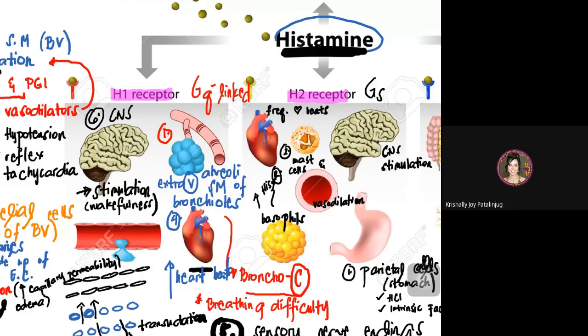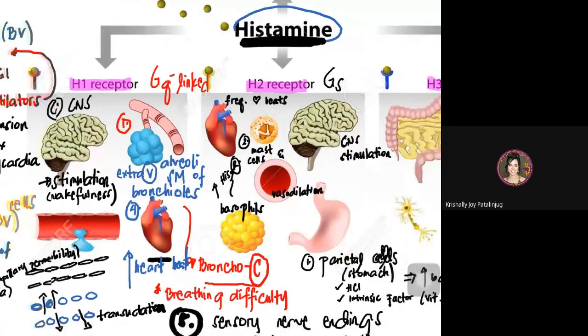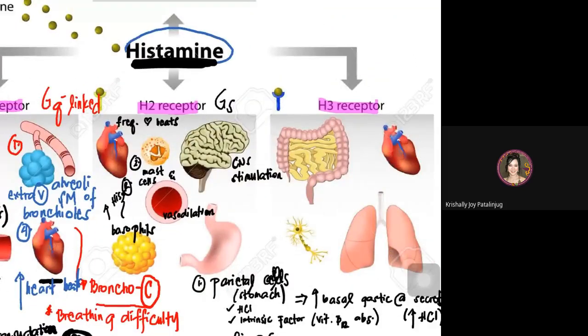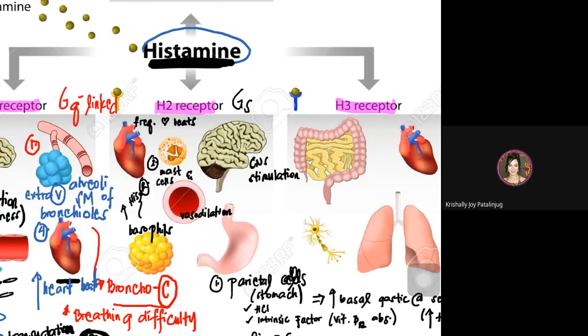Okay? Now, although we have no drugs that act on histamine 3 and histamine 4, I will still give you a brief idea of where histamine 3 and 4 are located and their main effects in the body. Okay, so let's start with histamine 3.